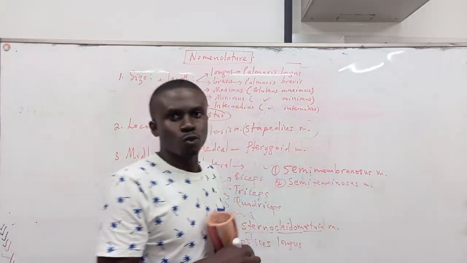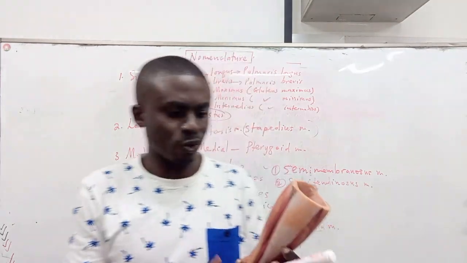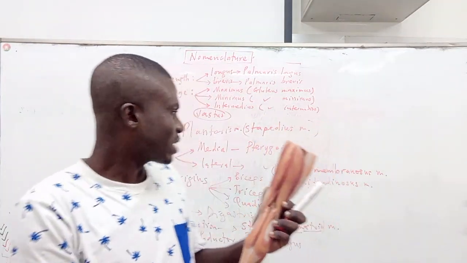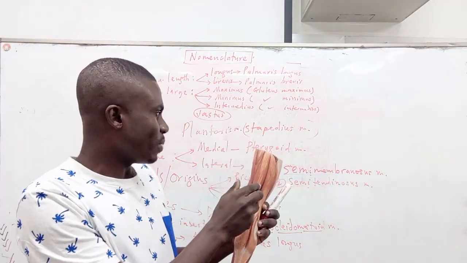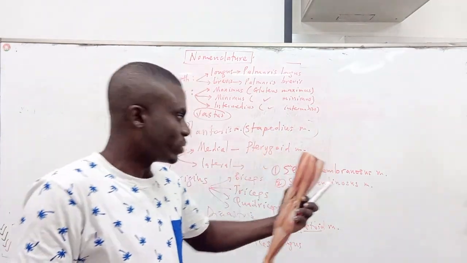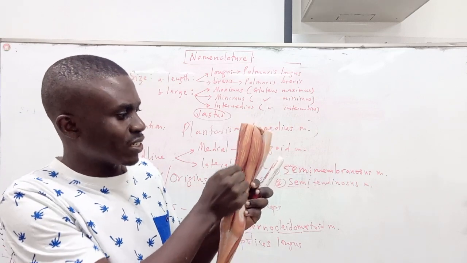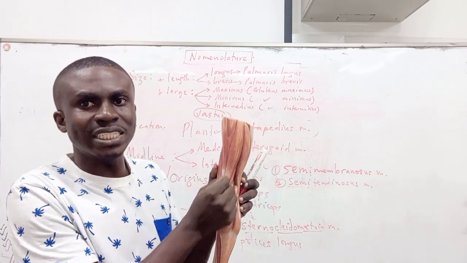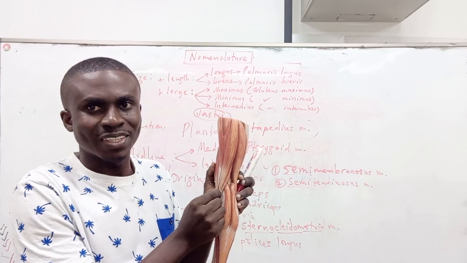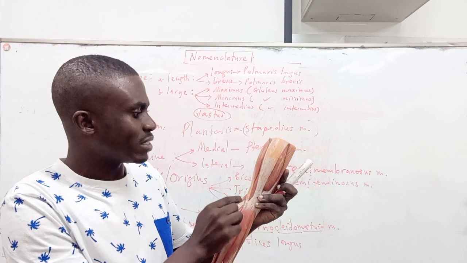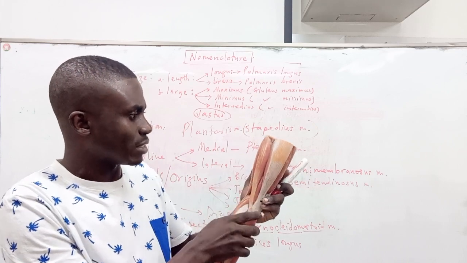Semi, half, so it is partially membranous, partially having this kind of muscle fibers. And then this one is semitendinosus, tendinous. So I have this muscle with a very long tendon, so we call it what? Semitendinosus muscle. Okay, semitendinosus. Then you may also have what? Semimembranosus muscle.